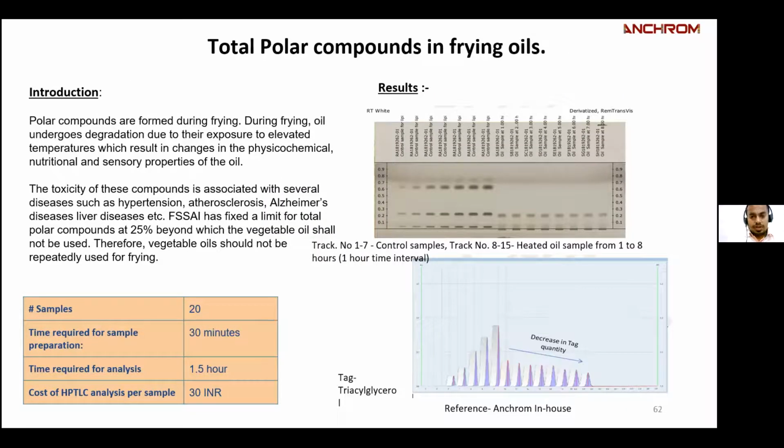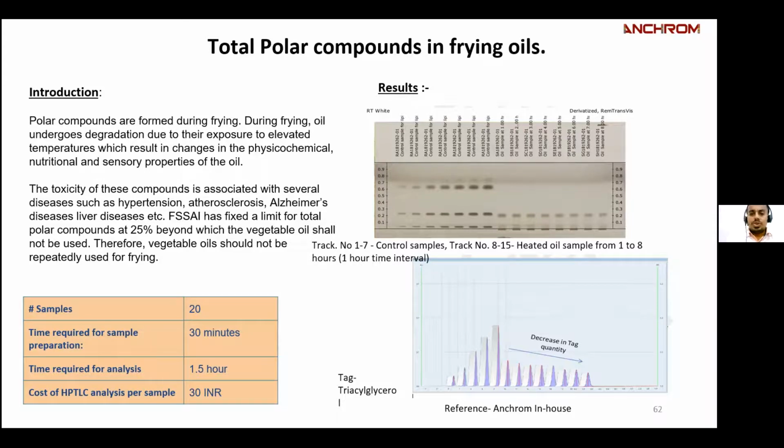Total polar components in frying oil. By using this application, you can check whether the food oil which you are using is useful and safe after a particular time, or it is unsafe. As per the FSSAI claim, the polar component should be not more than 25%, and the triglyceride should be 75%. This is the limit. If the polar component increases from 25% and the triglyceride reduces from 75%, the oil should not be used.